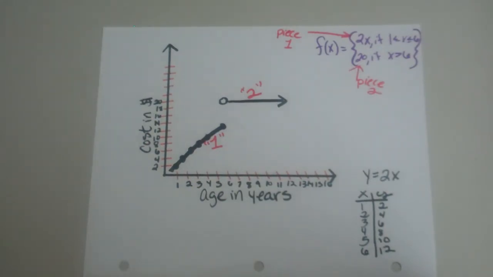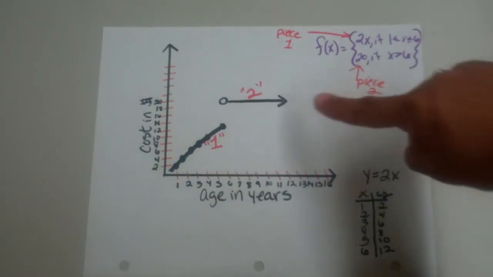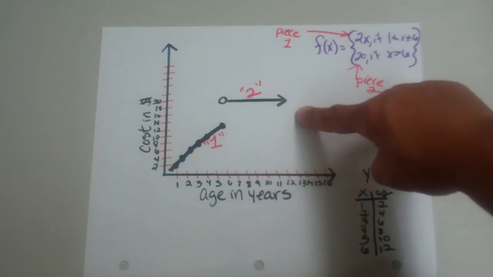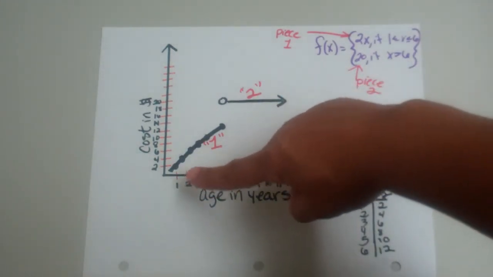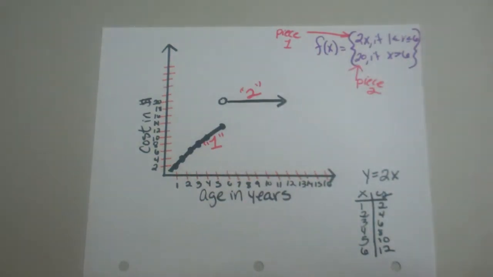Notice the circles on either end are closed because of the greater than or equal to and less than or equal to. And then for my second piece, I went up to where y is equal to 20. Well, of course, that's just a straight line. So anywhere over the age of 6, you're going to use piece 2. Anywhere between the ages of 1 to 6, you're using piece 1. So this is our piecewise function graphed. I took two different pieces and graphed them separately.